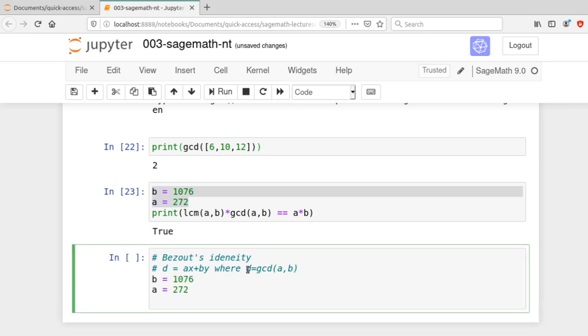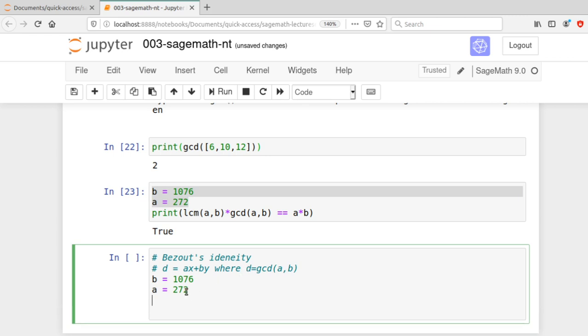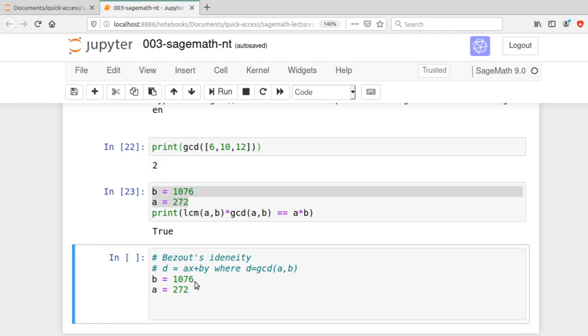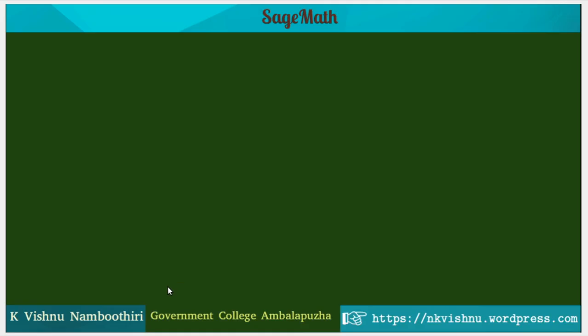To compute this, there is an interesting technique. I will show that in writing, I think that's better. So I'm going to use my green board. My green board is here. The numbers we had are 1072 and 276. Just remember that.